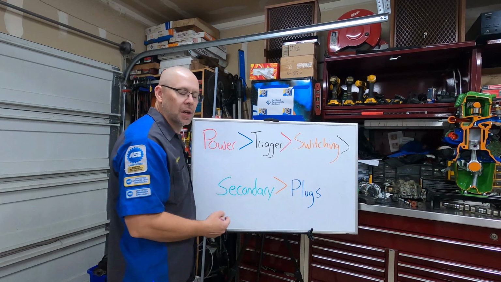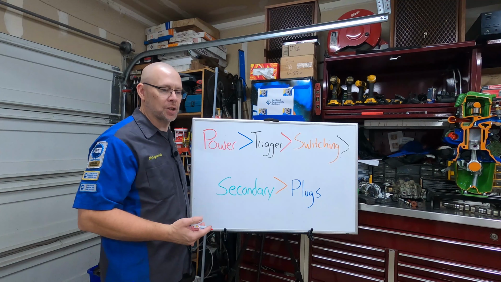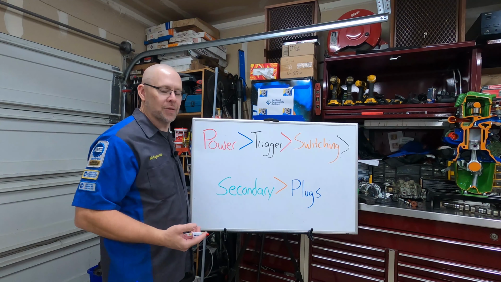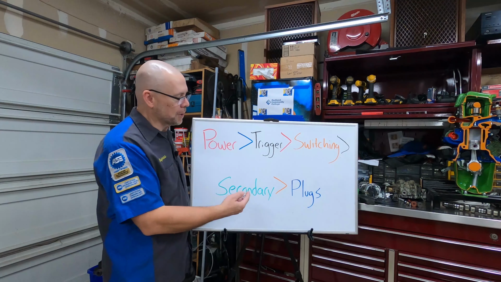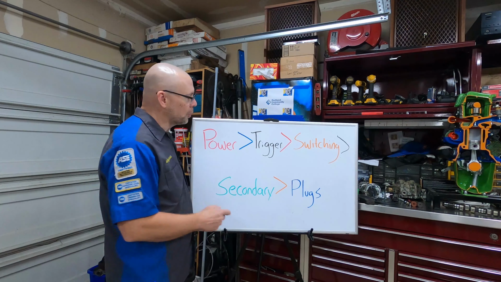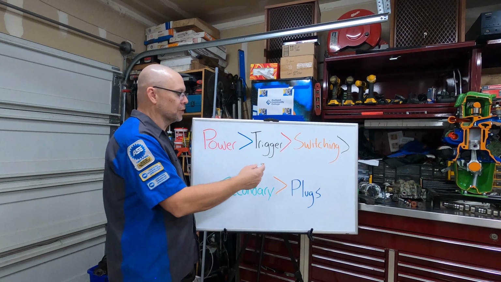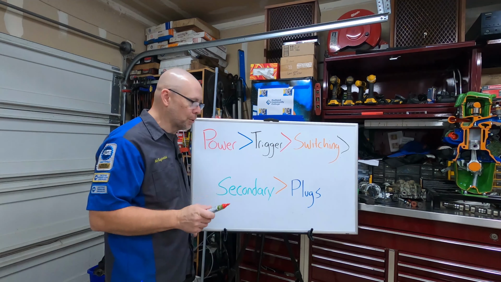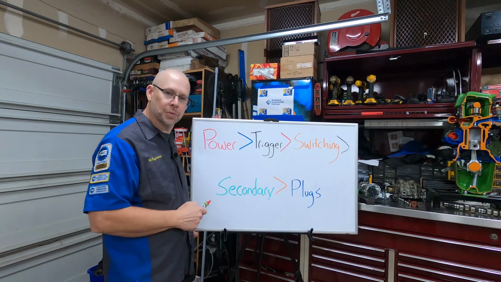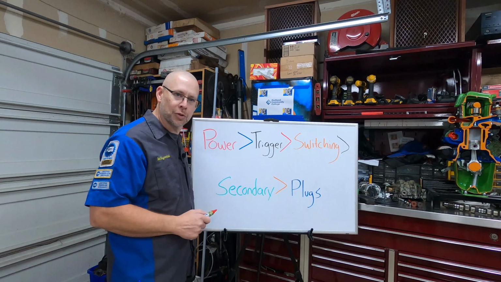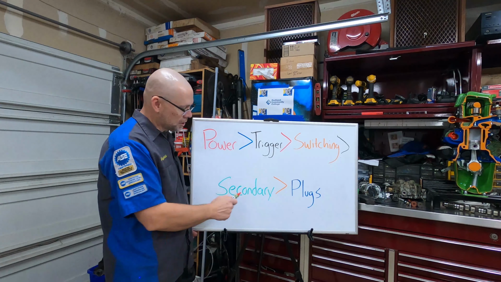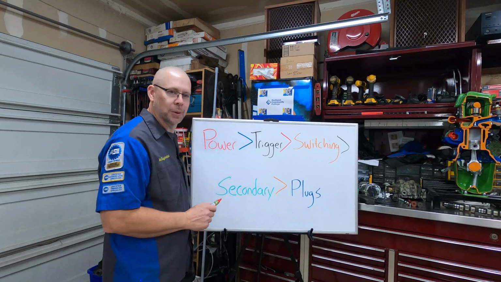And then plugs. Yes, I know. If you're watching this video and maybe you haven't taken my class, you're going, well, no, the plugs are part of secondary. Well, they are. But we break it down into these 5 components to make up spark. Every car ever has these same 5 components to make up spark. We always have power of some kind. We always have some form of a trigger. We have switching, secondary, and then I call out plugs separately.